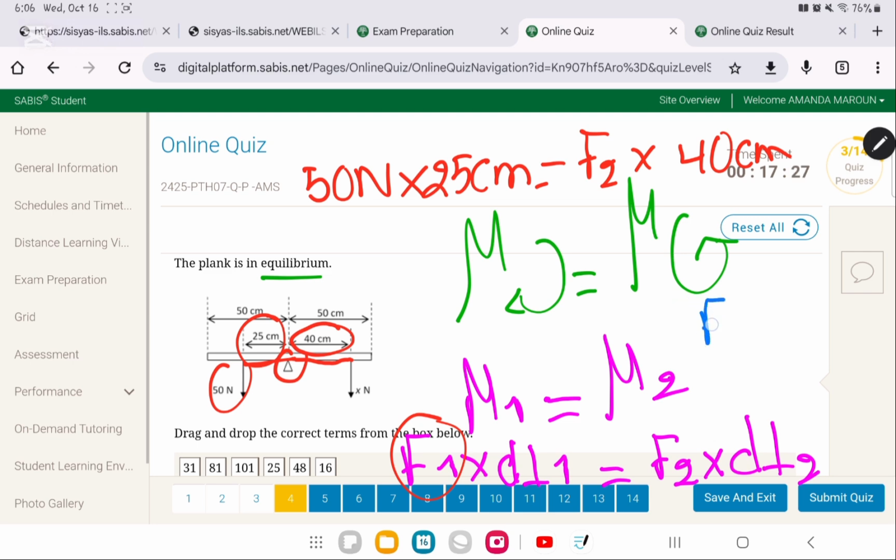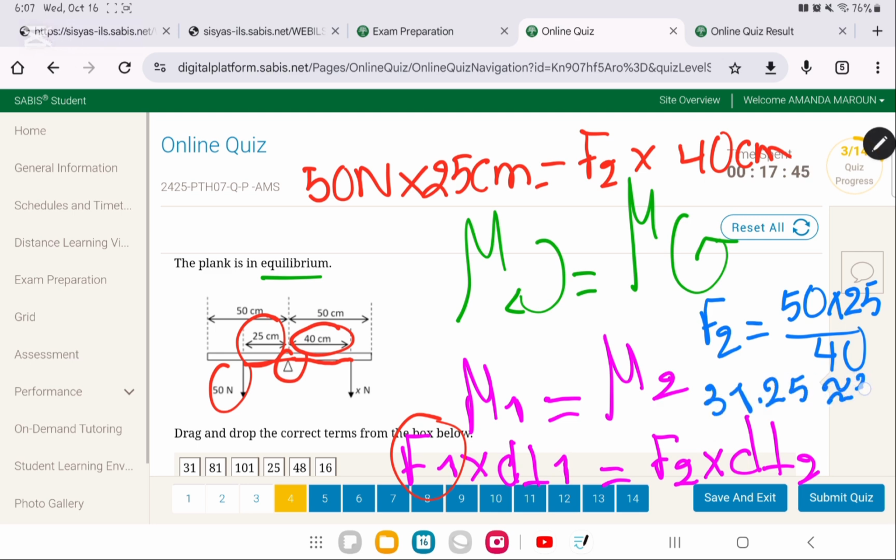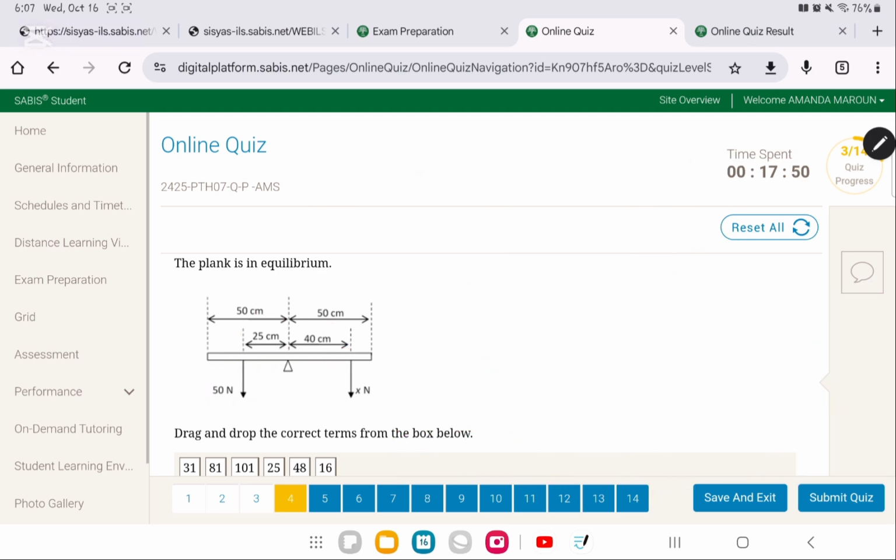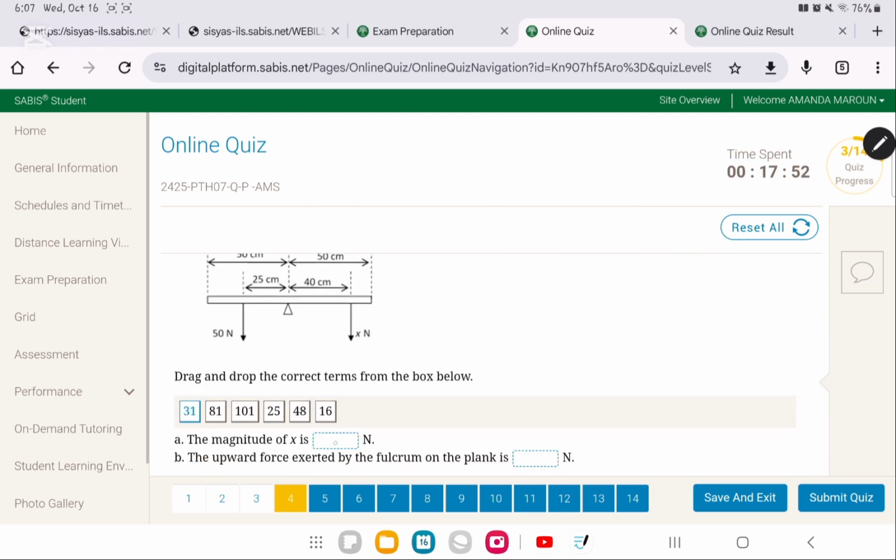Okay? So if we solve it, you're going to get that force 2 is equal to 50 newtons times 25 centimeters over 40 centimeters. So 50 times 25 over 40, we will get 31.25, which is approximately 31 newtons. So we have the value of force 2, F2, which is 31 newtons.